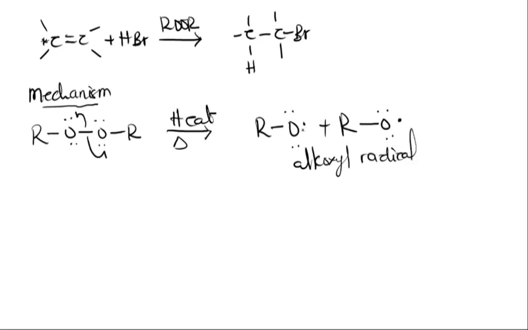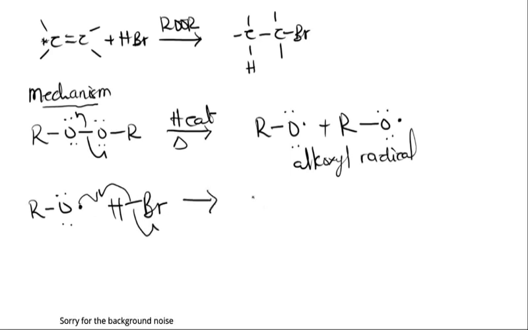Now once the alkoxy radical is produced, one of these radicals will now react with hydrogen bromide. During the reaction, we have one electron here, then we have two electrons over here. So one of the electrons will react with this, and the other electron goes onto the bromine over here. So from here we get the O now forming a bond with the hydrogen, and then we have the bromine radical being produced in solution.